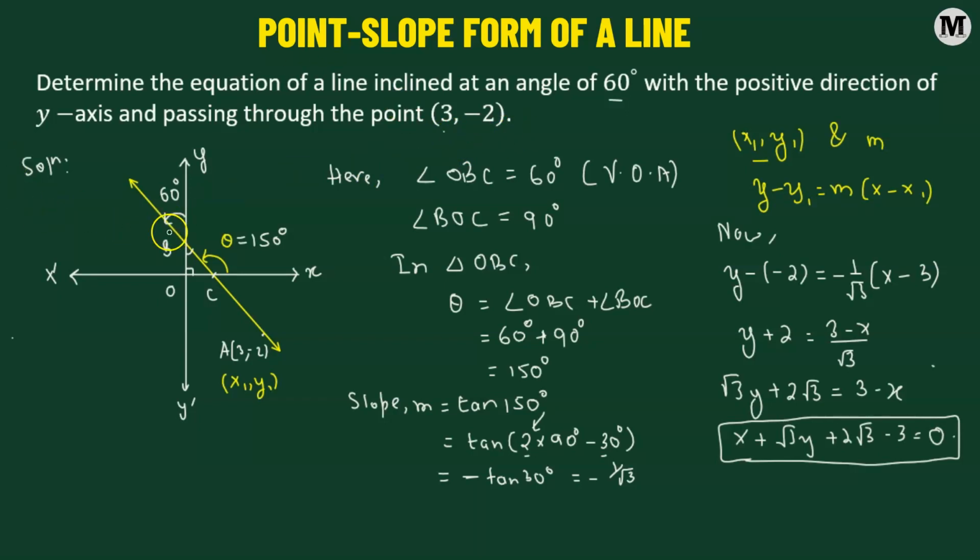There is one more possibility. The possibility is that the line is still going to make an angle of 60 degrees with the y-axis and goes to the point (3, -2). So let's first try to understand it graphically.